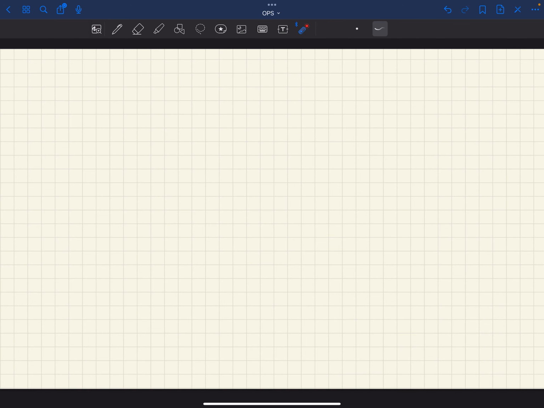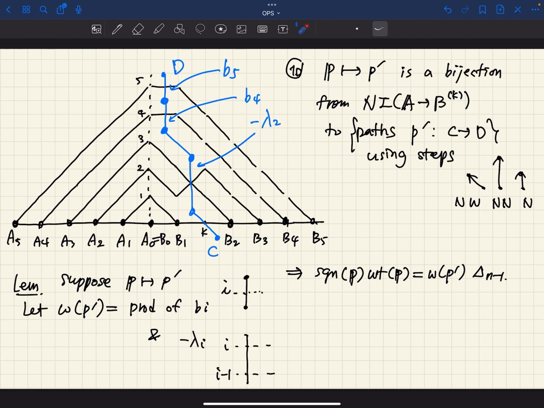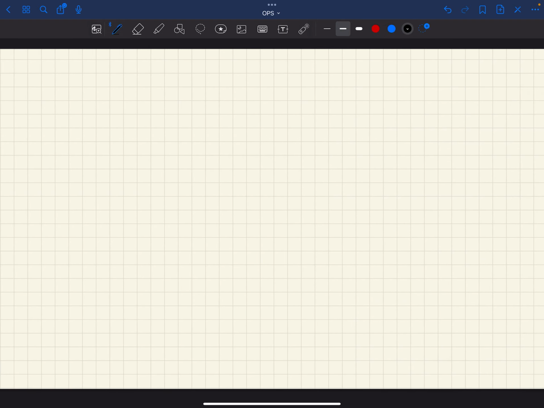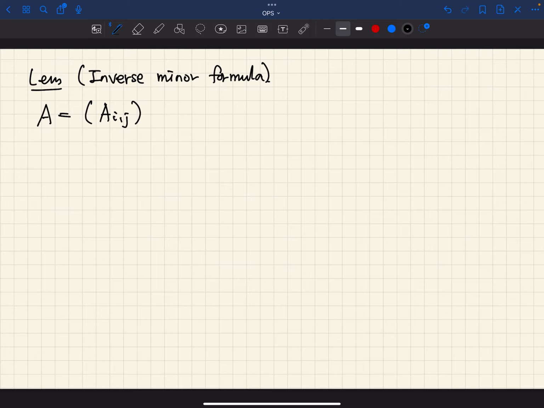I didn't tell you about the duality, but there is some kind of duality in this model. So let me tell you this lemma. This is a well-known lemma, sometimes called the inverse minor formula. Let's say A is a square matrix, A_{ij}, i, j from 0 to n, an invertible matrix, and I and J are subsets of this set with the same cardinality.